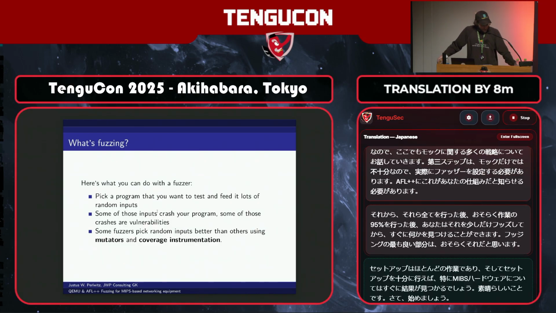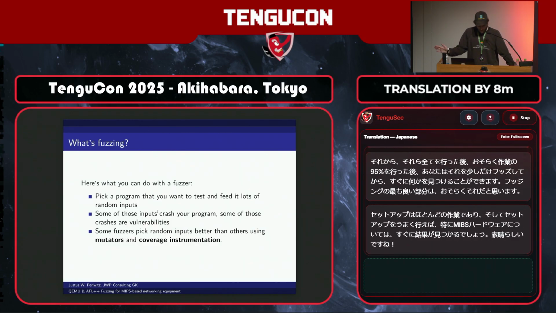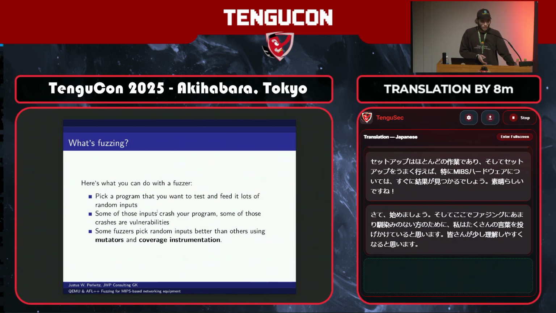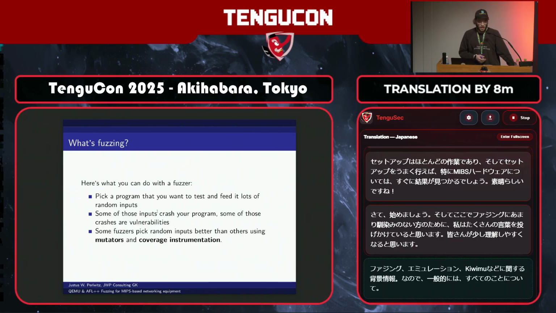And I think for those who aren't so familiar with fuzzing here, I think I've been throwing around a lot of words. I'm sure everyone will appreciate a little background on fuzzing, emulation, QEMU, and so on. So in general, all a fuzzer does is give your program a lot of random inputs, and you cross your fingers and hope that it crashes.